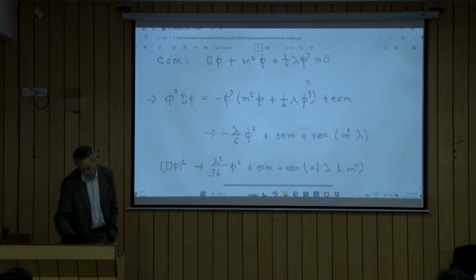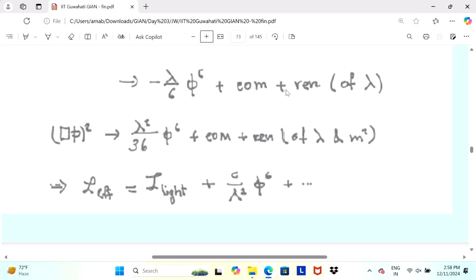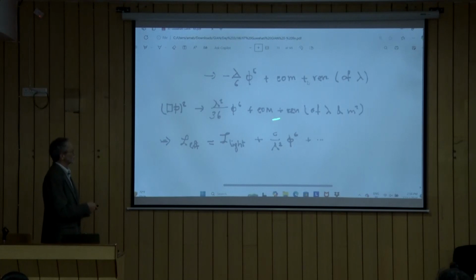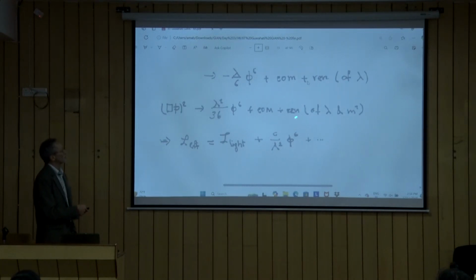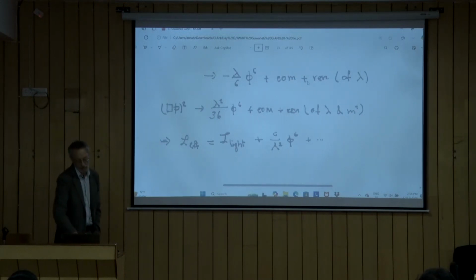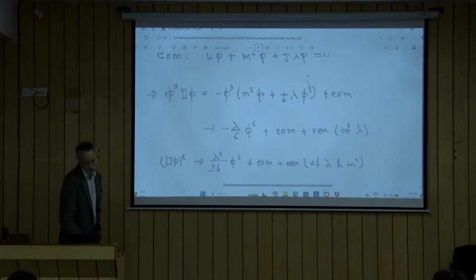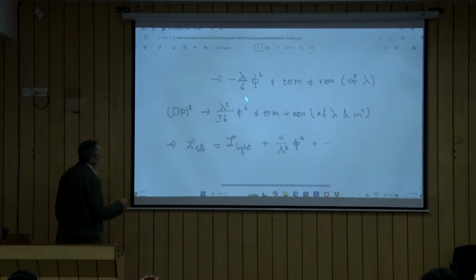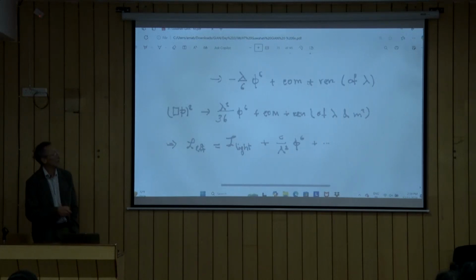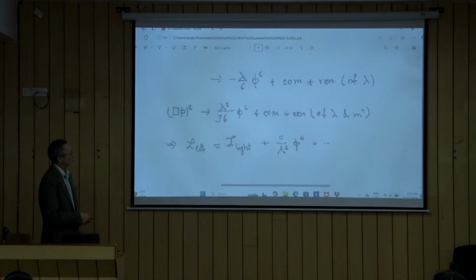You can do exactly the same thing for the other guy. In this case, I'm not going to go through this, you can play the same game, and this can be replaced by lambda squared over 36 phi to the 6, plus terms that vanish when the equations of motion are imposed, plus a renormalization of both lambda and m squared. So when you replace boxes by this type of object, you end up on the right-hand side with terms that go like phi to the 6, terms that go like phi to the 4th, which are eaten up by renormalizing lambda, and terms that go like phi squared, that are eaten up in renormalizing m squared.